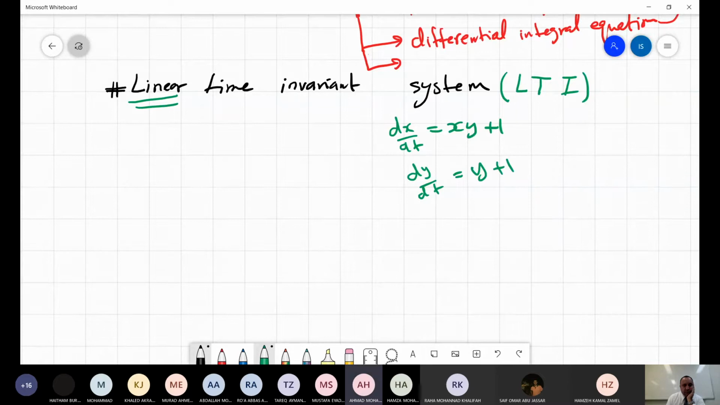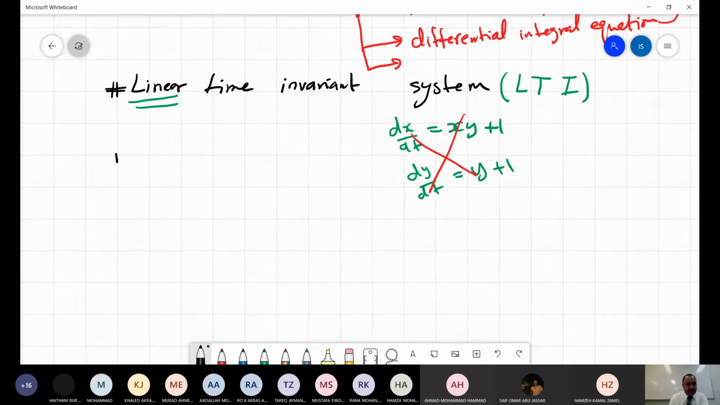Linear means whatever change you make to the input, the output changes the same way. Which we call the superposition principle. Yeah, any system that obeys the superposition principle is called linear. And simply, I think you know the superposition principle, correct?